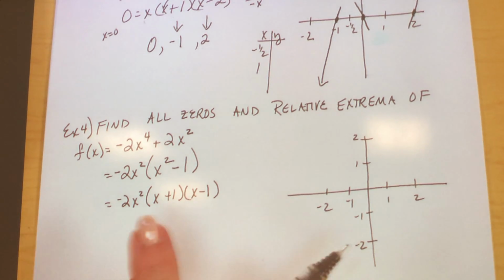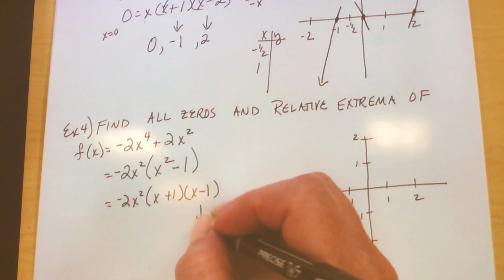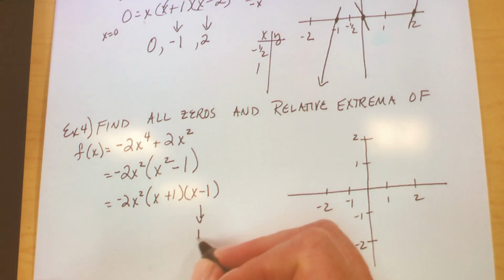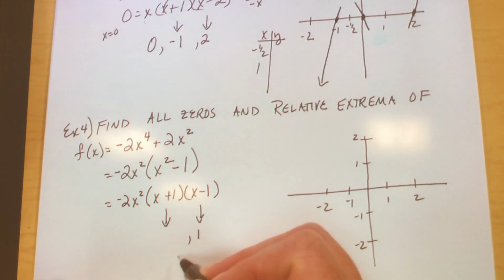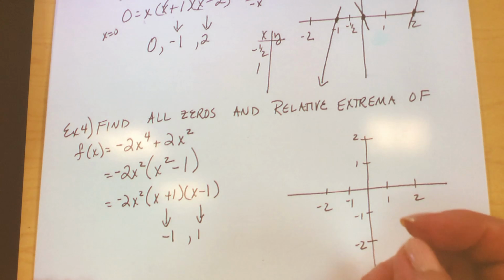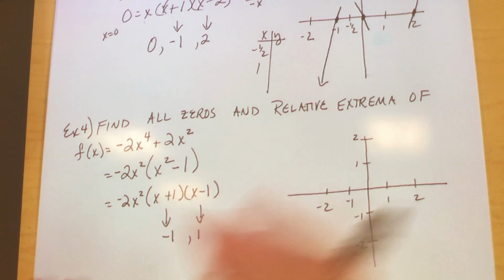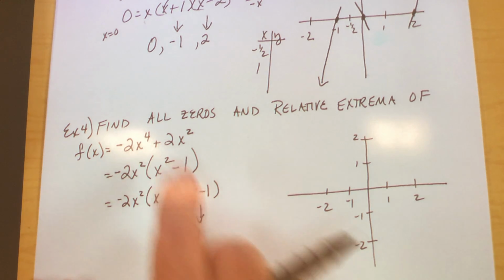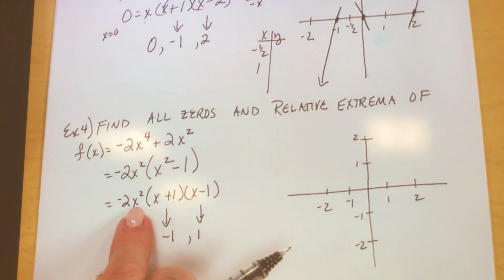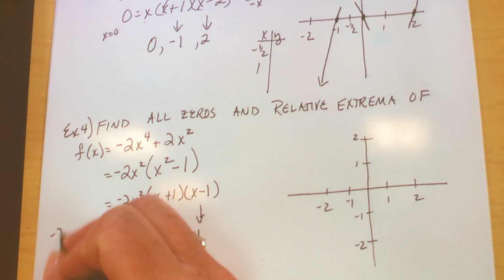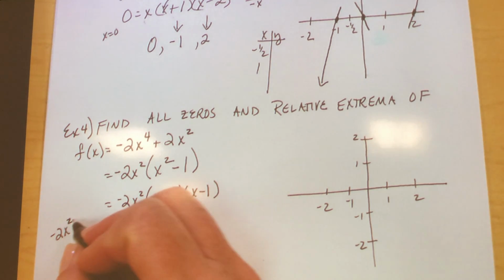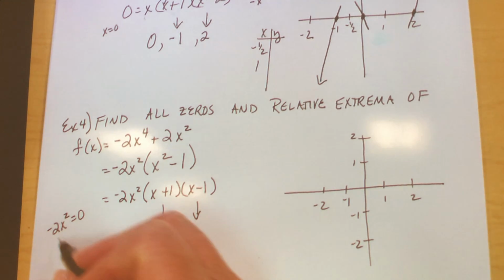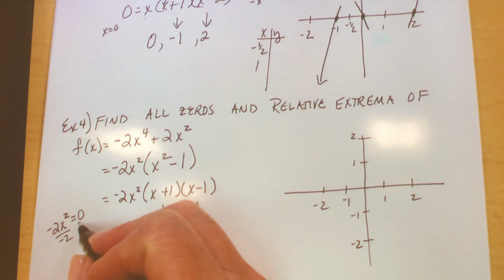All right, so let's talk about my zeros. What's this guy's zero? 1. What's this guy's zero? Negative 1. How many do I have? 3. 4. You're supposed to have 4 of them, okay? So what about this guy? Negative 2x squared equals 0. Is it plus or minus 2? Plus or minus 0? Is there such thing as plus or minus 0? No.